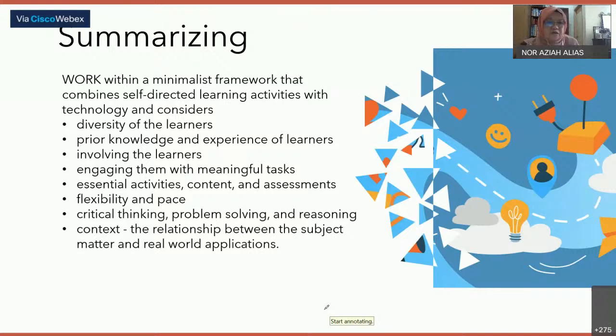We can actually combine self-directed learning activities with technology, but we always have to consider the diversity of the learners. I tell you, in UiTM, they are so diverse. And the prior knowledge, sometimes we assume everyone is good at making videos, not necessarily. Some of them didn't have that, right? And we need to involve them, we need to engage them. The activities, the content, assessment, it has to be essential. Minimal, minimalist, not minimize. Flexibility and pace. And of course the context. That's what we did so far, inshallah, in UiTM.